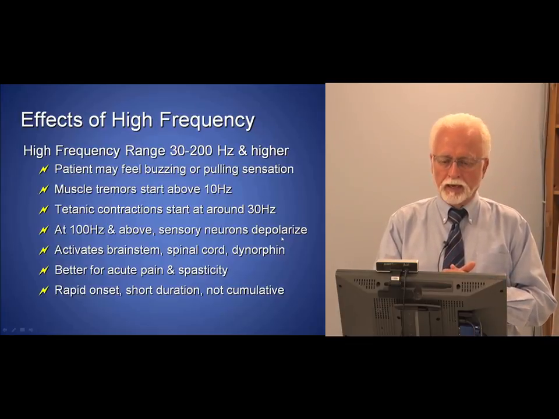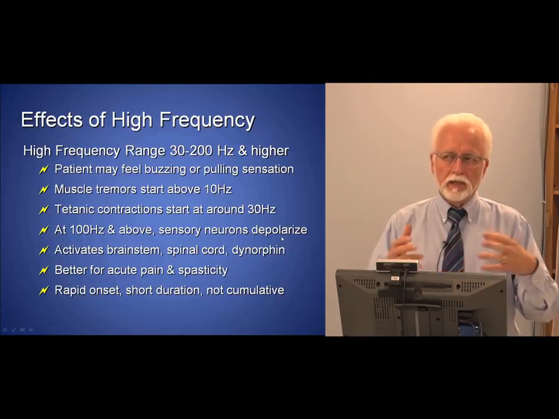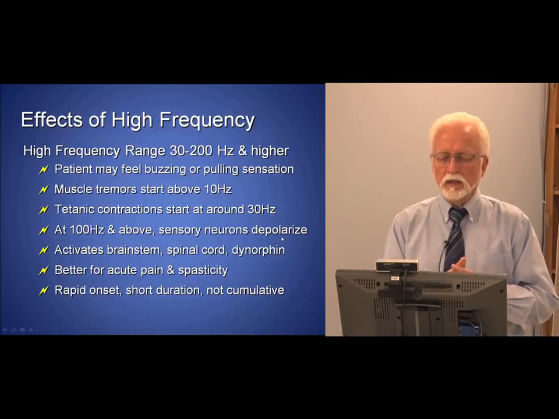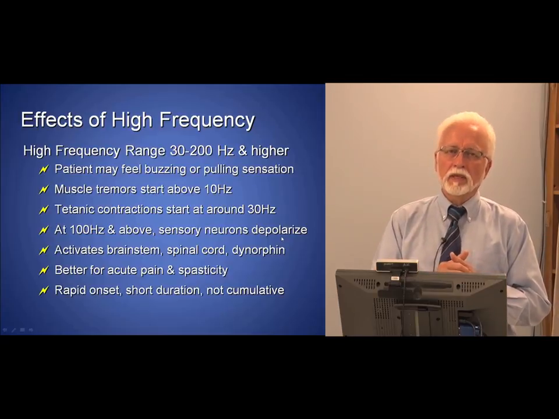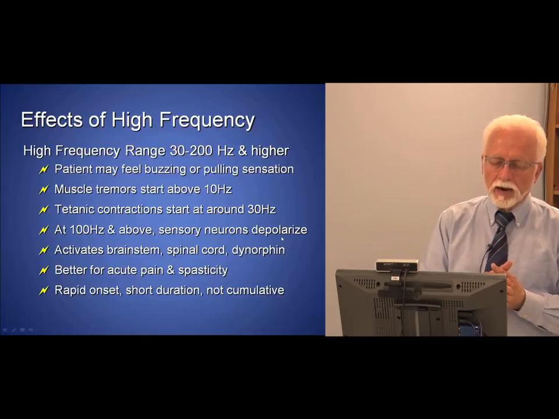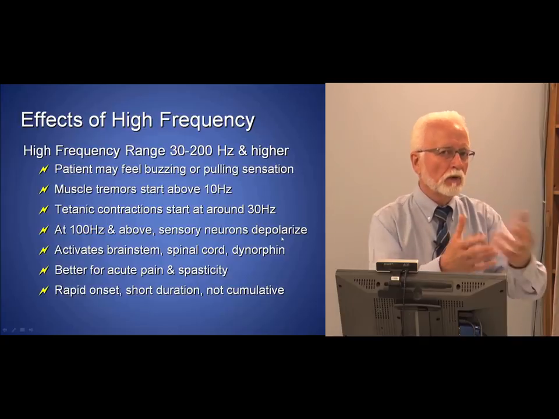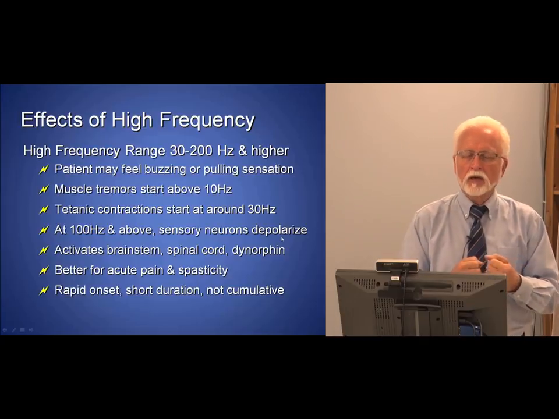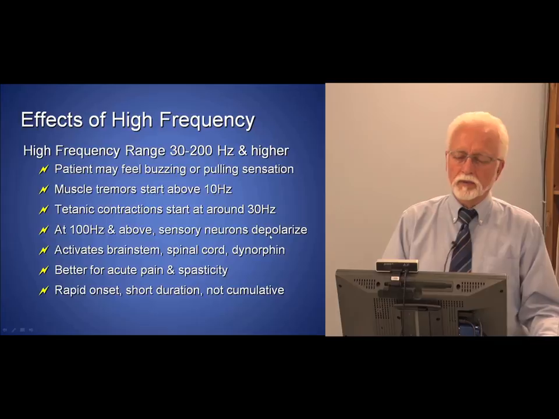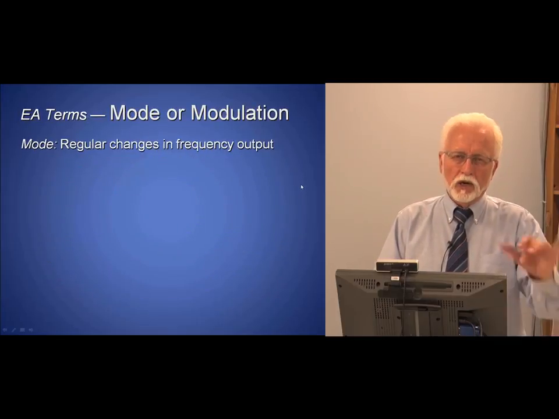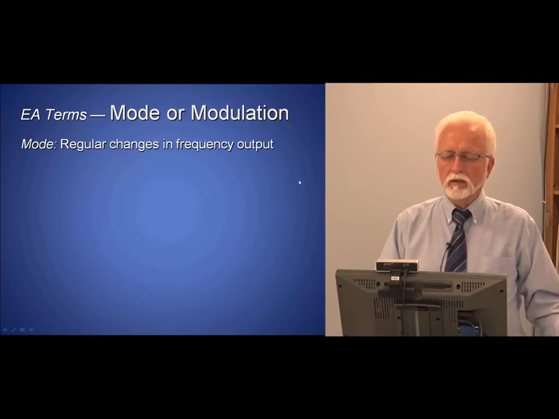This is better for acute pain and spasticity. So someone who tends to have muscle spasms, like someone with cerebral palsy, for instance, high frequency might be called for. It's of rapid onset and short duration. So the effects come on quickly, but they don't last as long, and they're not as cumulative as low frequency treatments. And we'll talk about how we can get the benefits of both.